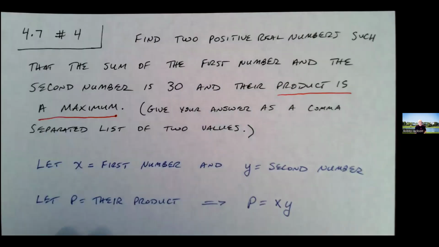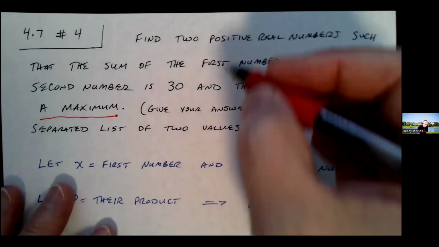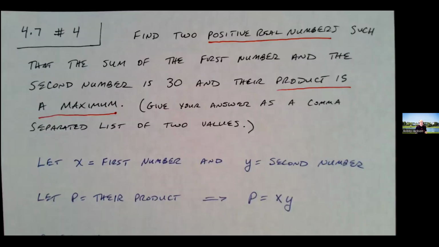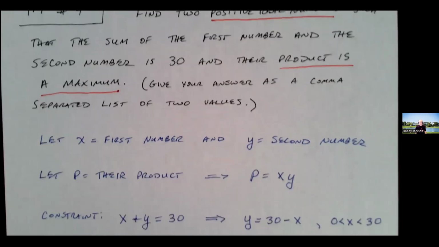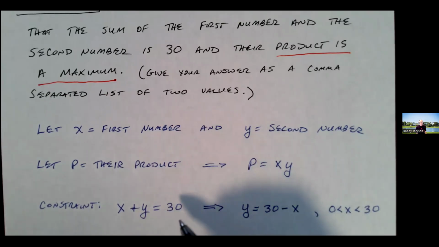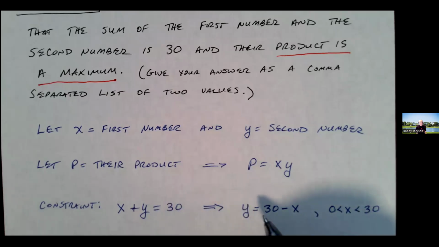Well, we just can't pick any two numbers. We do know that they're both positive real numbers. That's important. But what other information do we know? Well, we know their sum, the sum of the first number and the second number is 30. So that's the constraint. We can write that out as x plus y is 30. So now we can solve for y by simply subtracting x.